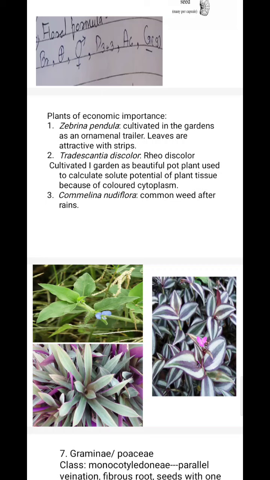So today I stop here. In the next lecture we will take the last remaining family, that is Gramineae or Poaceae. We will see this family in the next video.